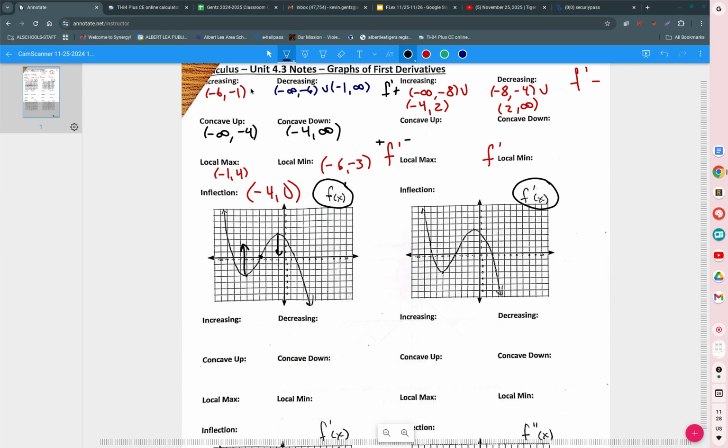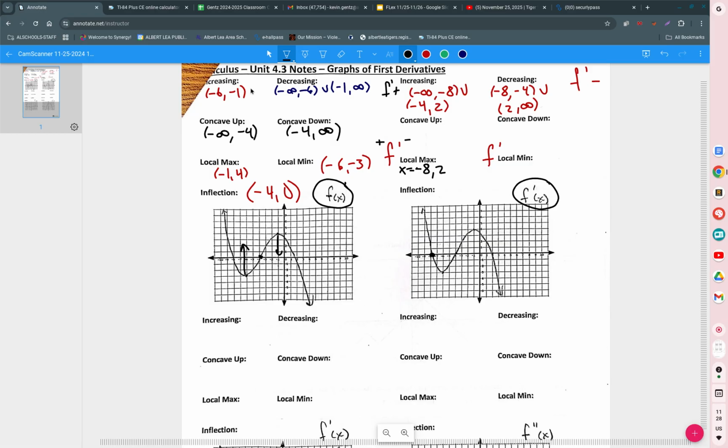Local max happens where f prime changes from positive to negative, and f prime changes from positive to negative at x equals -8. F prime also changes from positive to negative at 2. Please notice in this scenario that we can't identify what the y value is because we don't have the original function. We don't know the height of our true local maximum. All we know is it occurs at -8 and at +2.